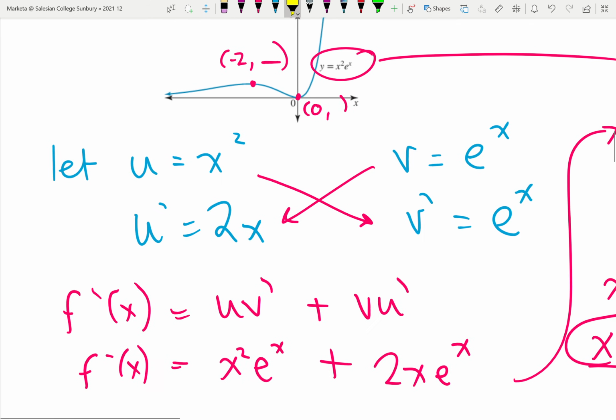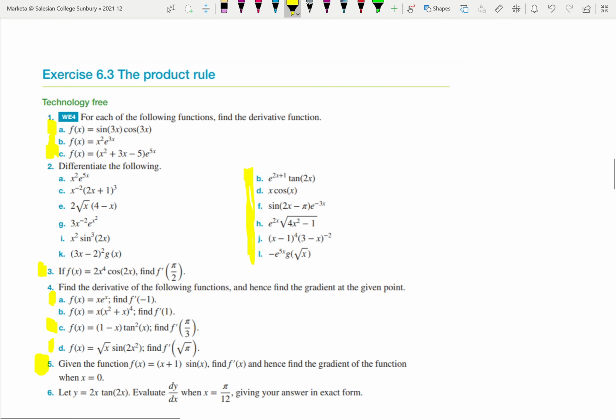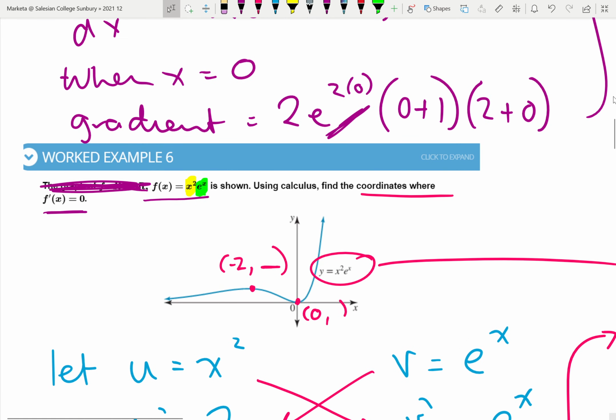And I believe that's the end of the examples. Let's just check. Yes, it is. Hopefully we have sound this time.